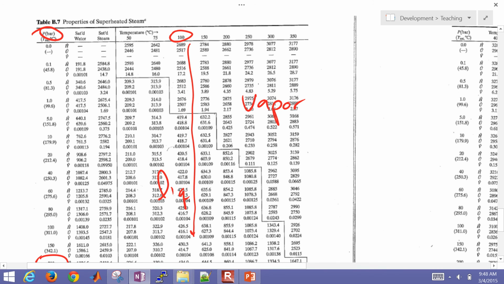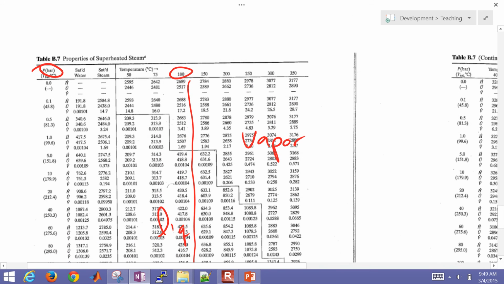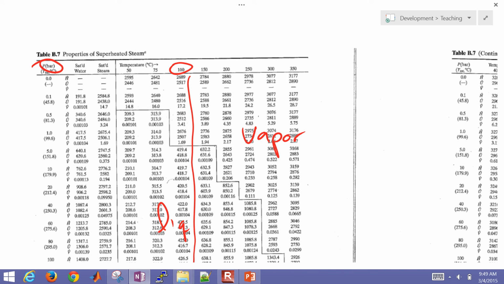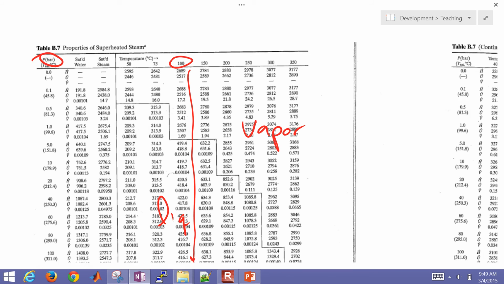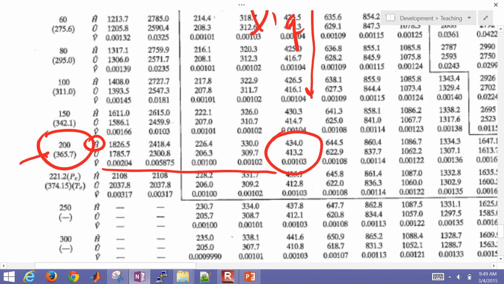So let's just go down this list and over, and then we're going to get to 200 bar and 100 degrees Celsius. So it isn't at its bubble point yet. It is pure liquid. As we look at this, we can see that this first number is the enthalpy, the second number is the internal energy, and the third number is the specific volume. So we can see here that this enthalpy is 434 kilojoules per kilogram, for water at 200 bar and 100 degrees Celsius.